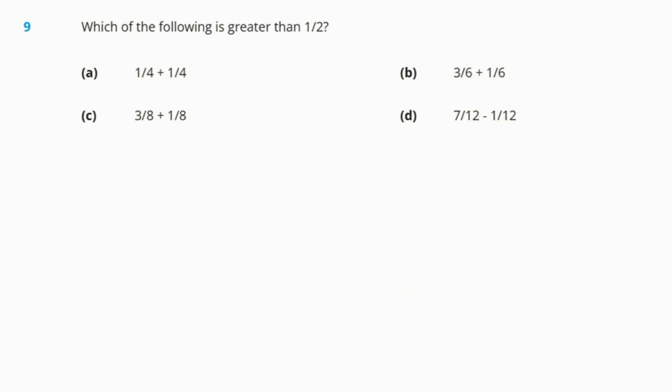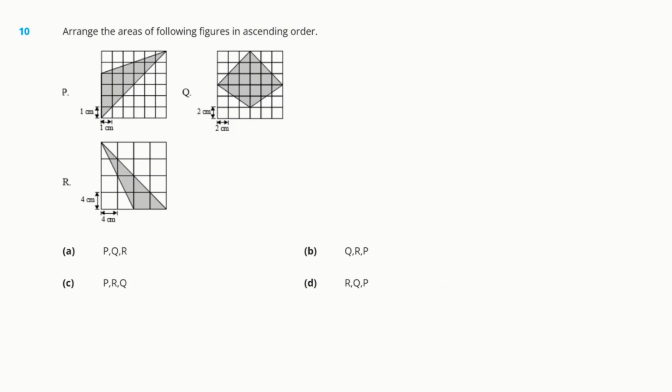Moving on to the next question, which of the following is greater than half? Let's go with the options. 1/4 plus 1/4 is 2/4. That's half. So this is definitely not our answer. Next, option B. 3/6 plus 1/6 is 4/6, which is equivalent to 2/3. So yeah, that's greater than 1/2. So option B is the answer.